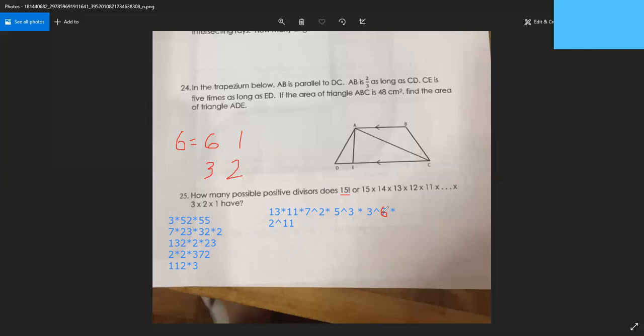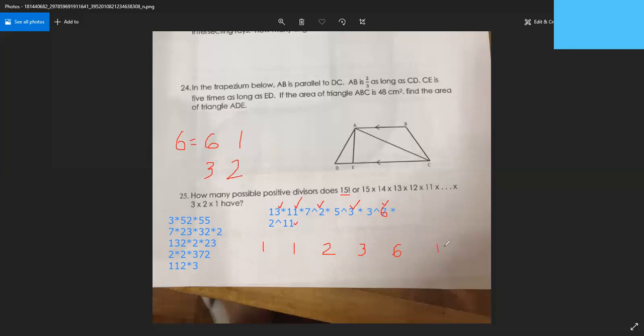Okay. Now, we already wrote 15 factorial as a prime factorization, right? So what we need to do here now is to focus on the exponents. Exponents only. What's the exponent of 13? That is 1. What's the exponent of 11? That is also 1. The exponent of 7 is 2. The exponent of 5 is 3. The exponent of 3 is 6. And the exponent of 2 is 11.